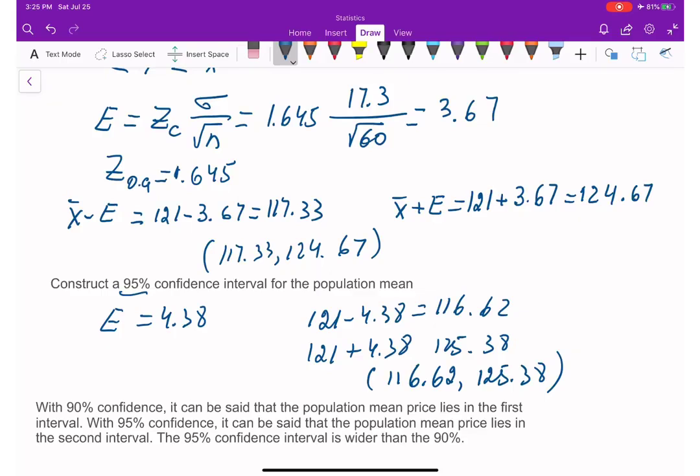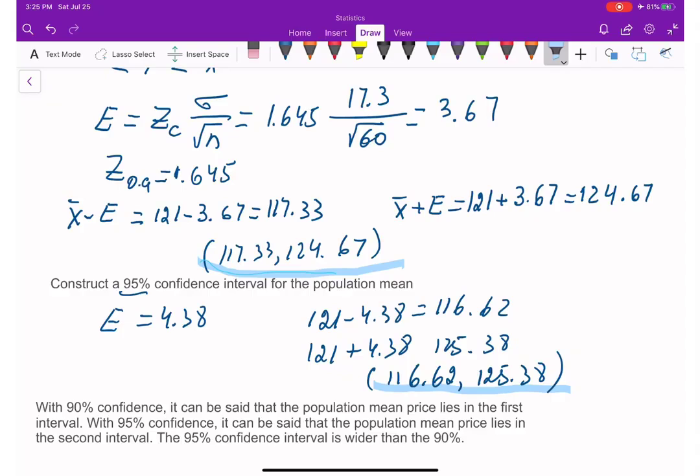So if we compare, what can we say? Look here. Between 117 and approximately 124. Here we have 116 and 125. If we compare 95 and 90%, we can say the mean price in the broader one, 116 to 125, and 90% is tighter.